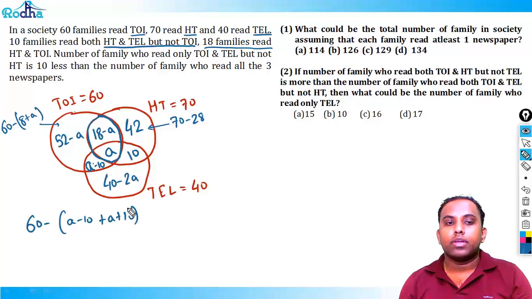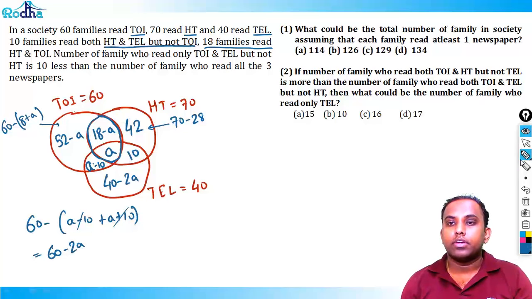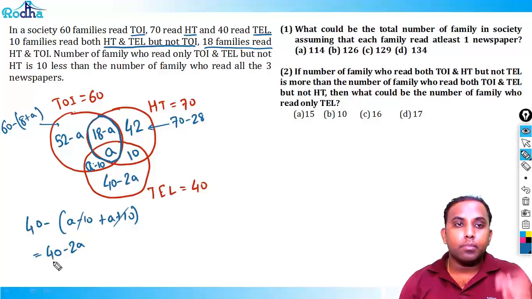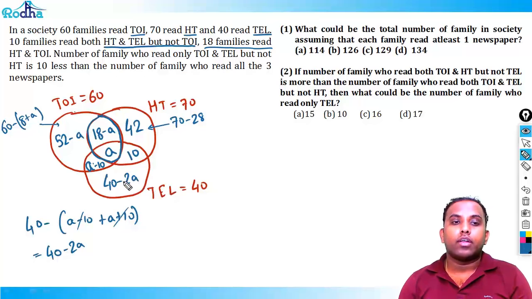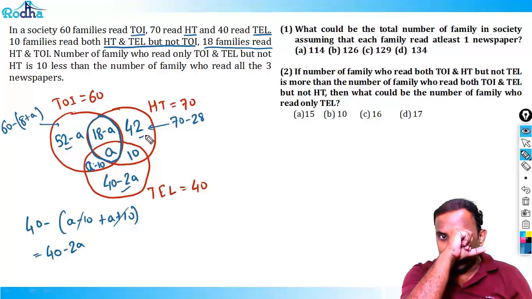Okay, this will get cancelled. It becomes 60 minus 2a. Sorry, not 60, 40. It should be 40 minus 10. It should be 40. So it is 40 minus 2a. Fine. 40 minus 2a. That's what everybody got here, right? Same way here also. These three. So now we'll see question by question.